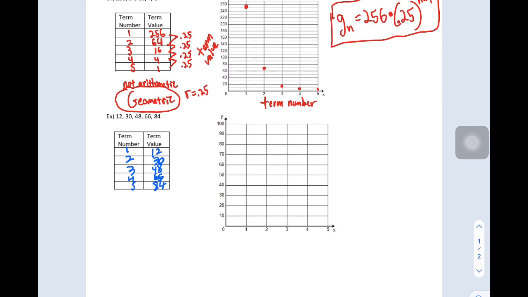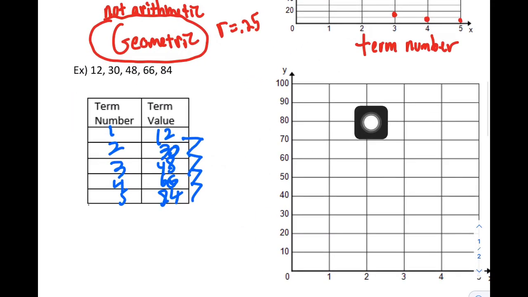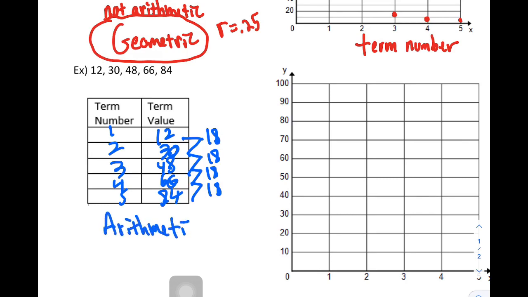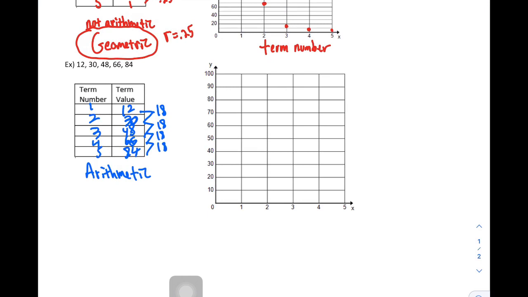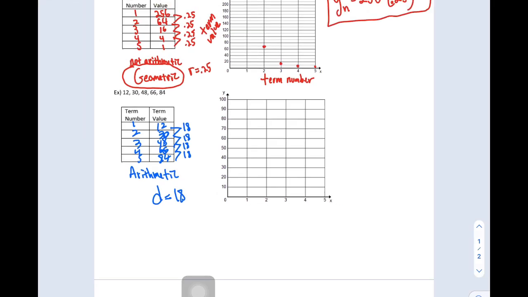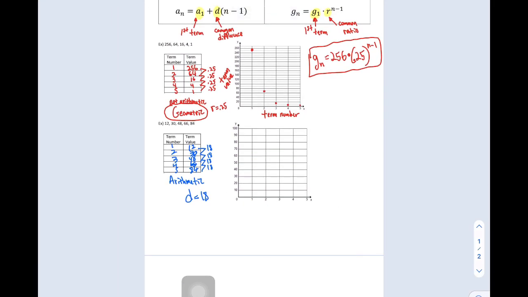And I recognize the pattern right away. Maybe some of you can also. I can see that we're adding each time. So I'm pretty sure this is arithmetic. And again, to check if it's arithmetic, I could just do subtraction. So if I did 30 minus 12, 18, 48 minus 30, 18, 18, 18. So I know that this is arithmetic. And my common difference is 18. So we have d equals 18.